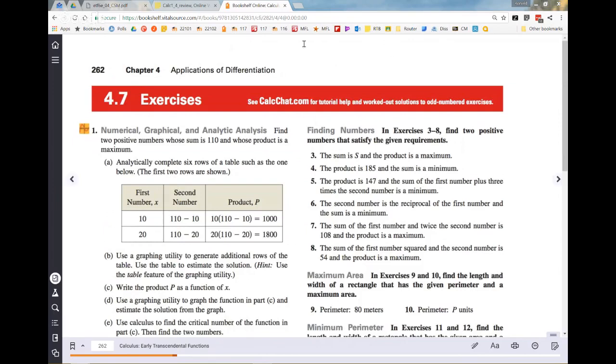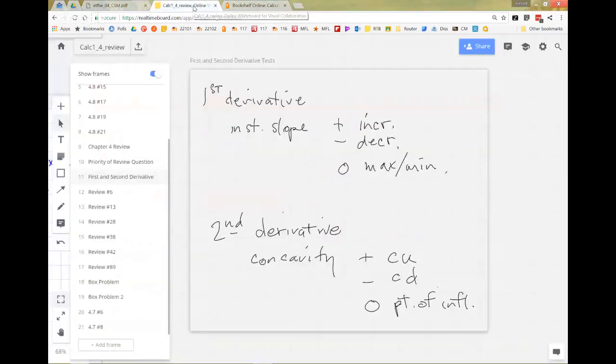So this is our last review. I did get one request that I'd like to share with everybody. Somebody said, could you just quickly go over the first and the second derivative tests? So here's a quick slide on this.